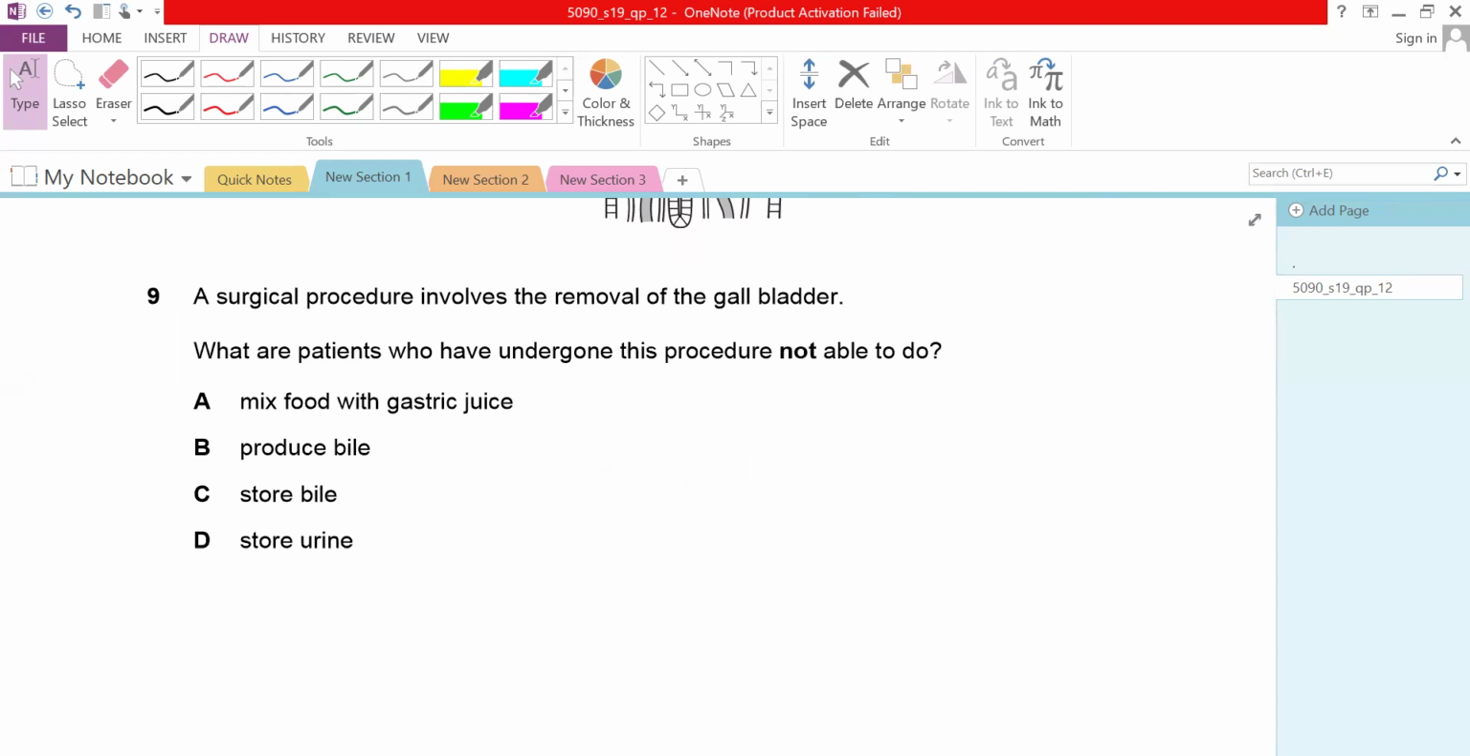A surgical procedure involves the removal of the gallbladder. What are patients who have undergone this procedure not able to do? The gallbladder stores bile. If it is removed, the storage of bile is not possible for that person. 9C.